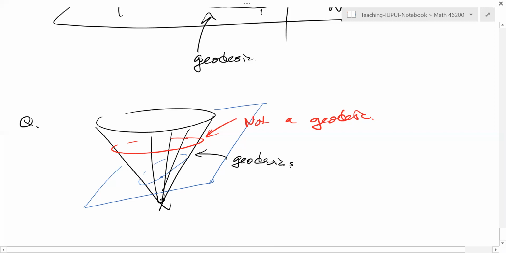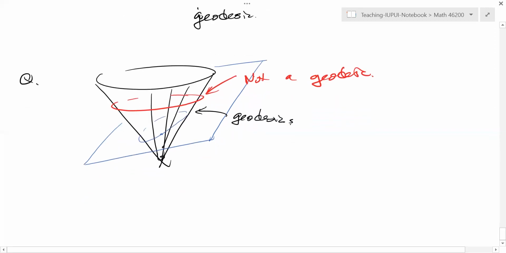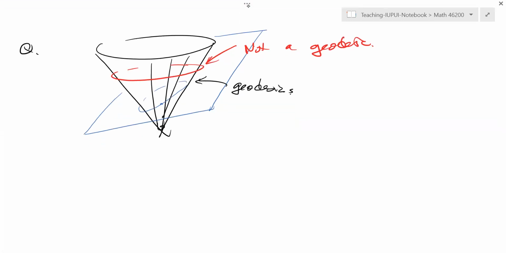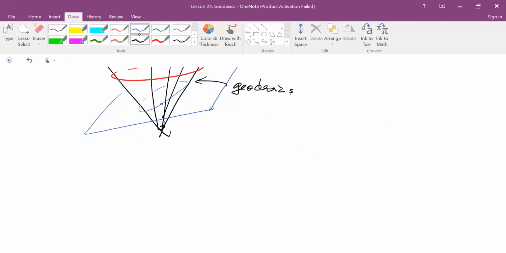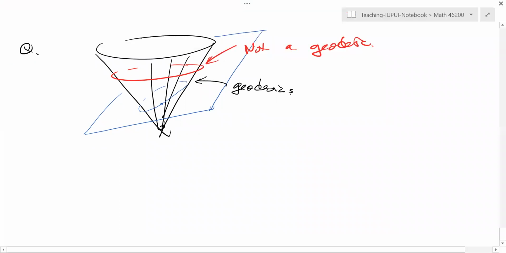Do you think it's possible? Maybe it's impossible, right? So we are not going to use this method to find the geodesic in general, because it's almost impossible to find a special plane to use. But one more example I'm going to look at. How about the surface of revolution?